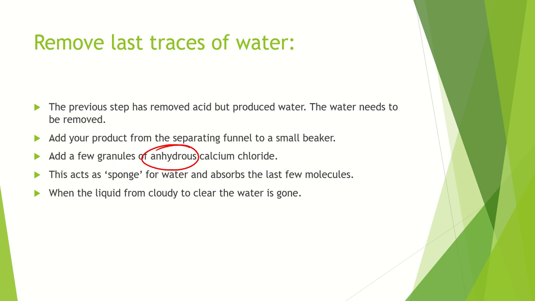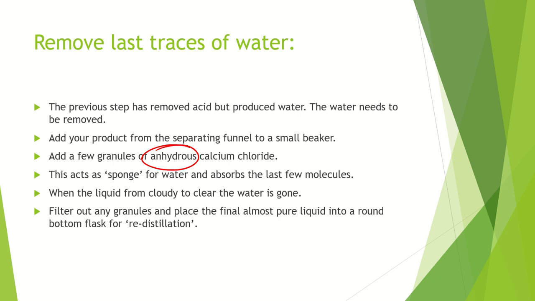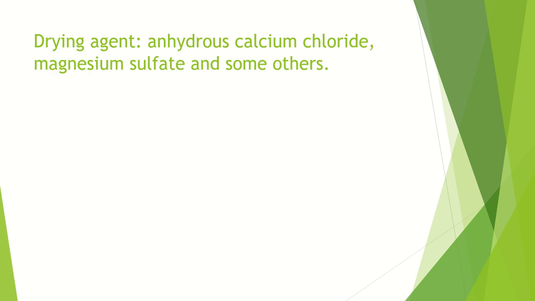Now, the liquid at this point will be cloudy. Once all the water has been absorbed out of it, it will go clear. And once you've got that, and you've got rid of all the water, you can then do what we call a second distillation, or a redistillation. That will be done at plus or minus 1 degree of the boiling point of 1-bromobutane, and you will now get your final product of 1-bromobutane.